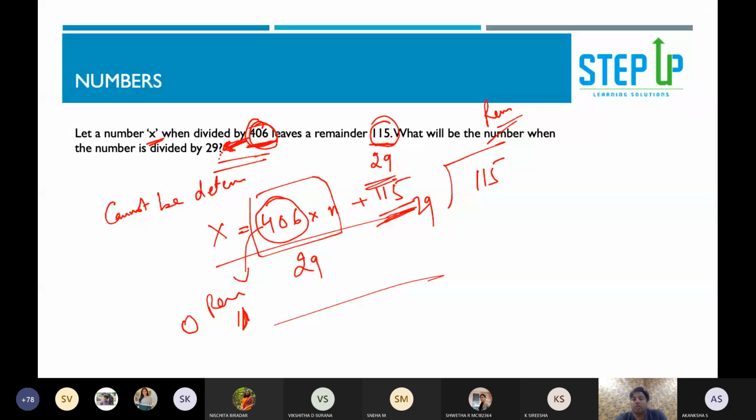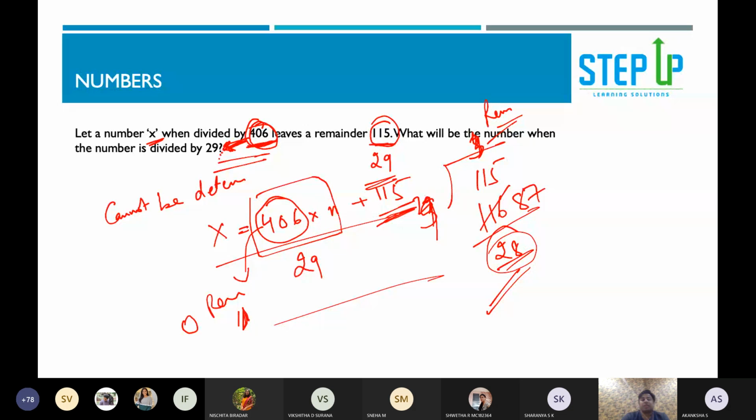29 into 4 is how much? 116. So 29 into 3, you just have to do. It comes out to 3.9. If you're talking about remainder, then you can't take the quotient in decimal; you have to leave it in remainder and integer form only. So you get the answer 28. That should be your answer.